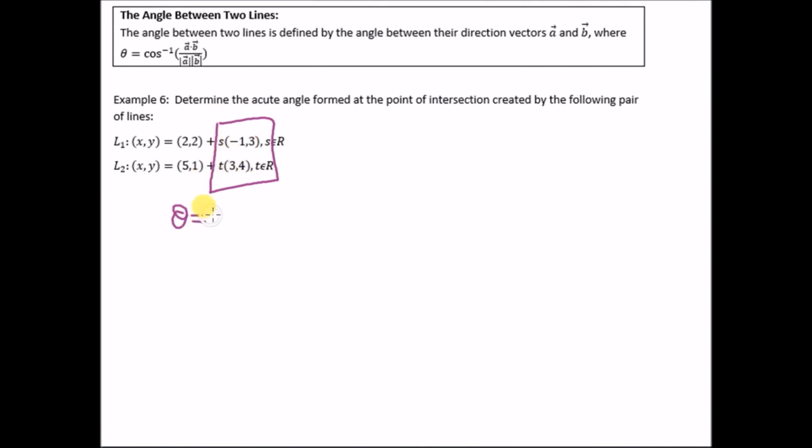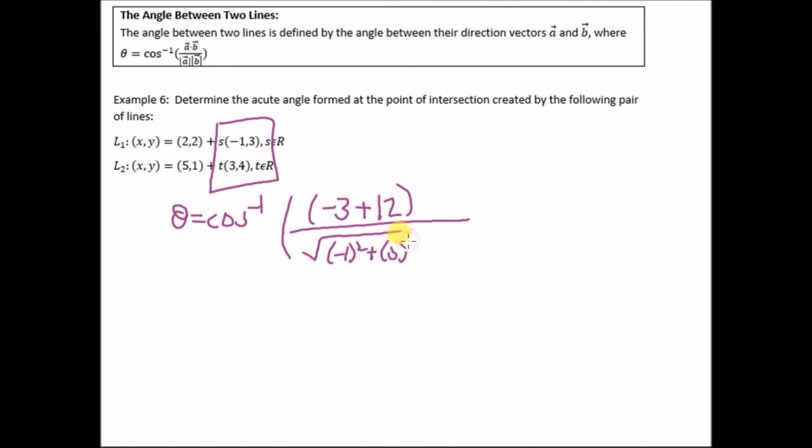Let's write out the equation. Theta equals cos inverse. Now let's dot A dot B on the top. -1 times 3 is -3, plus 3 times 4 is 12, and that's going to be the numerator. Now our denominator is the magnitude of A, which is the square root of (-1) squared plus 3 squared, times the magnitude of B, which is the square root of 3 squared plus 4 squared.